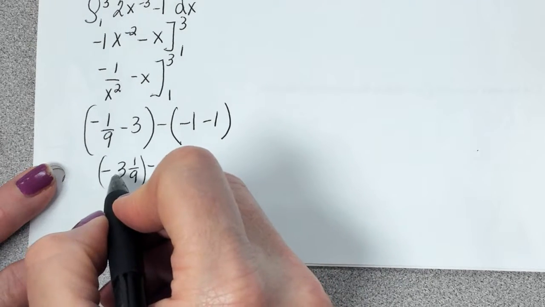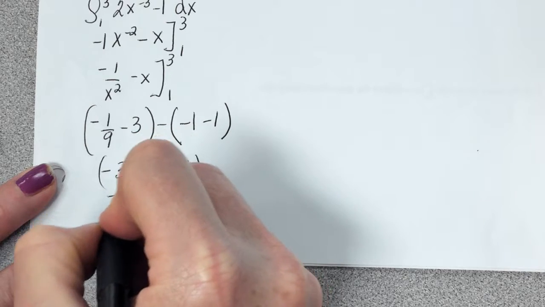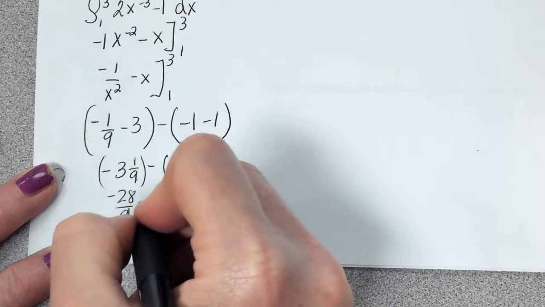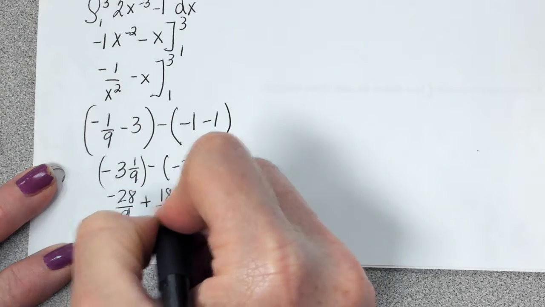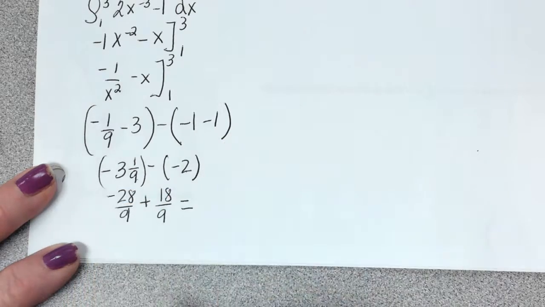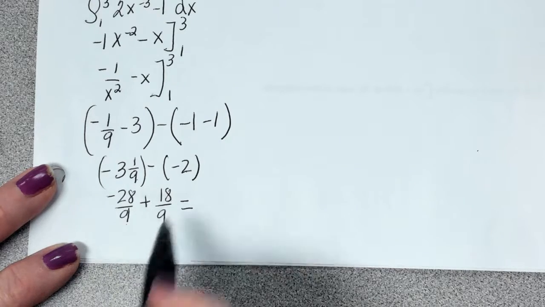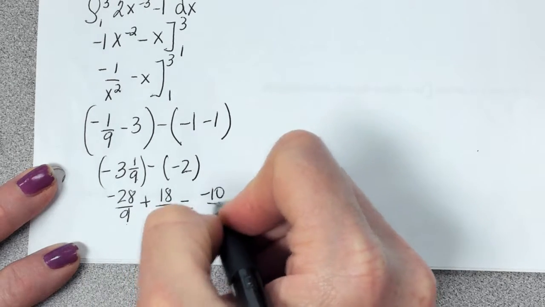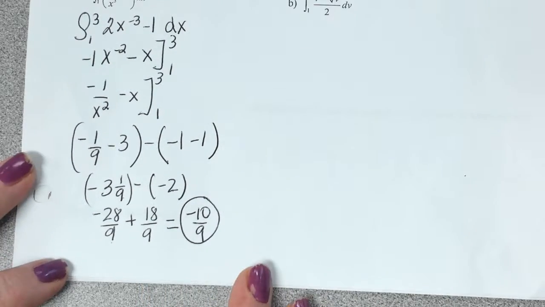Okay, I'm going to rewrite this. 3 times 9 is 27 and 1. That's negative 28 over 9. Minus a negative is plus. And I'm going to write this 2, instead of as 2, I'm going to write it as 18/9. So negative 28/9 plus 18/9 is going to be negative 10/9. And that's what we get for that area.